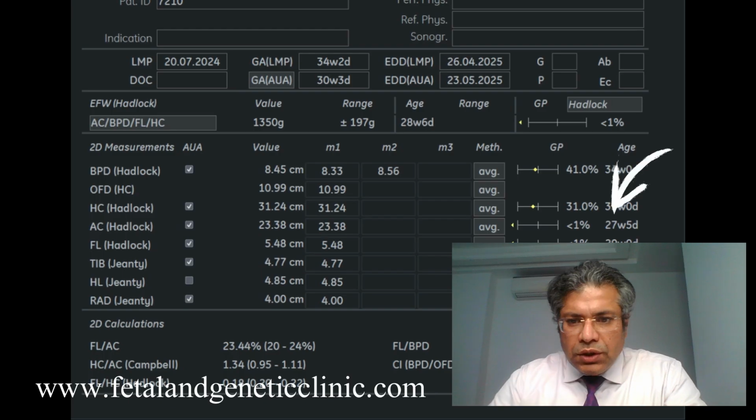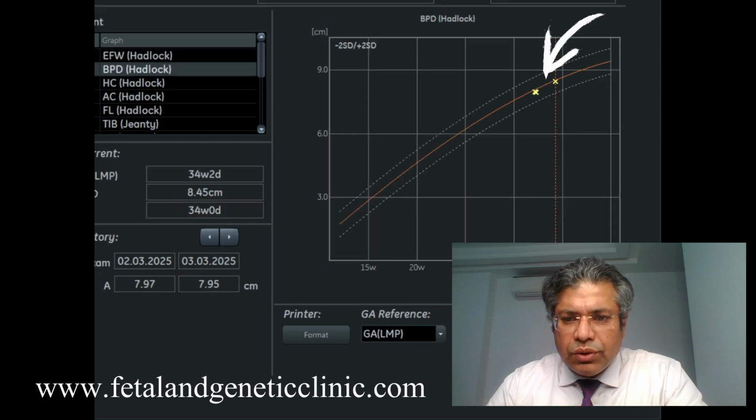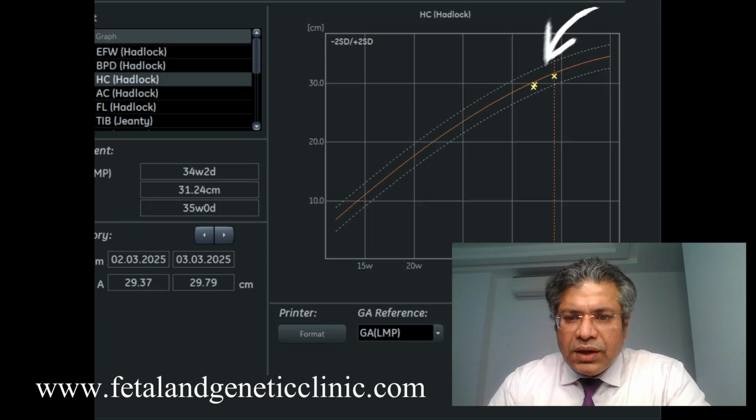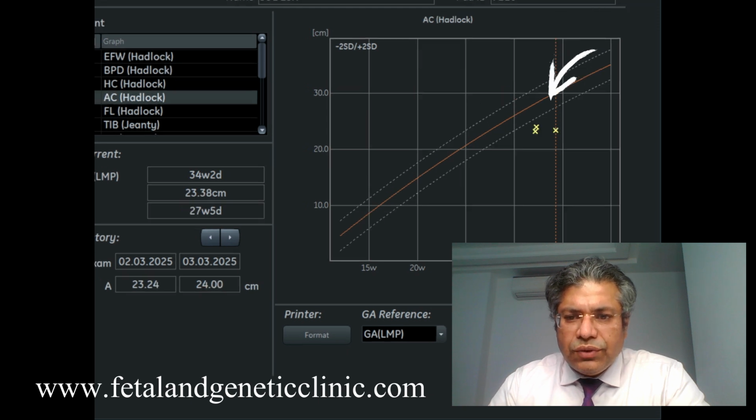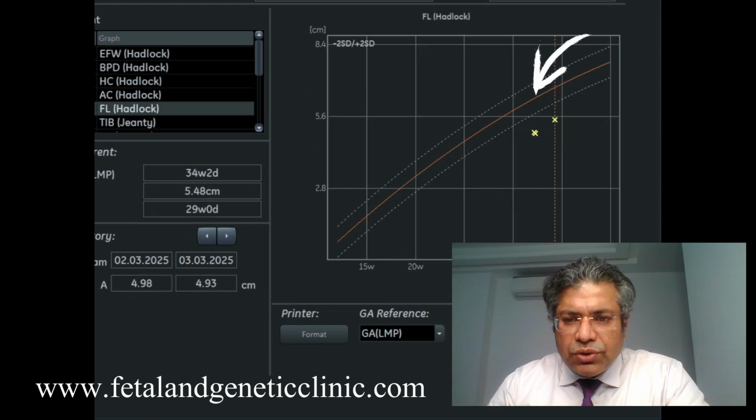So this is the biometry. We have this baby in a follow up at 34 weeks, and we identified that this is skeletal dysplasia. This is the fetal weight, so a very severely IUGR baby. The baby is not growing. This is the biparietal diameter, which is 50th centile. The head circumference also is at 50th centile. Then we look at the abdominal circumference, and we identified that the baby is not growing.